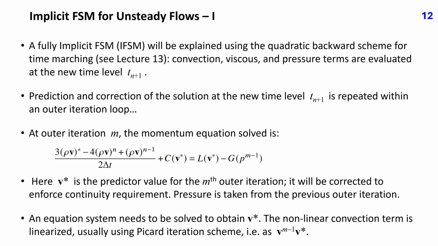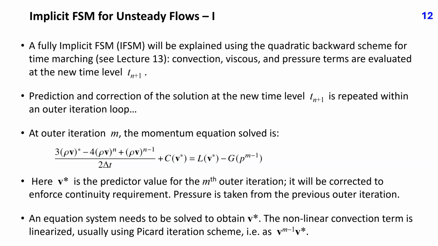A fully implicit fractional step method, with the acronym IFSM, will be explained using the quadratic backward scheme for time marching. See lecture 13. Convection, viscous, and pressure terms are all evaluated at the new time level n+1. Prediction and correction of the solution at the new time level n+1 is repeated within an outer iteration loop with the aim to update all nonlinear terms, deferred corrections, and simplifications introduced when deriving the pressure correction equation.